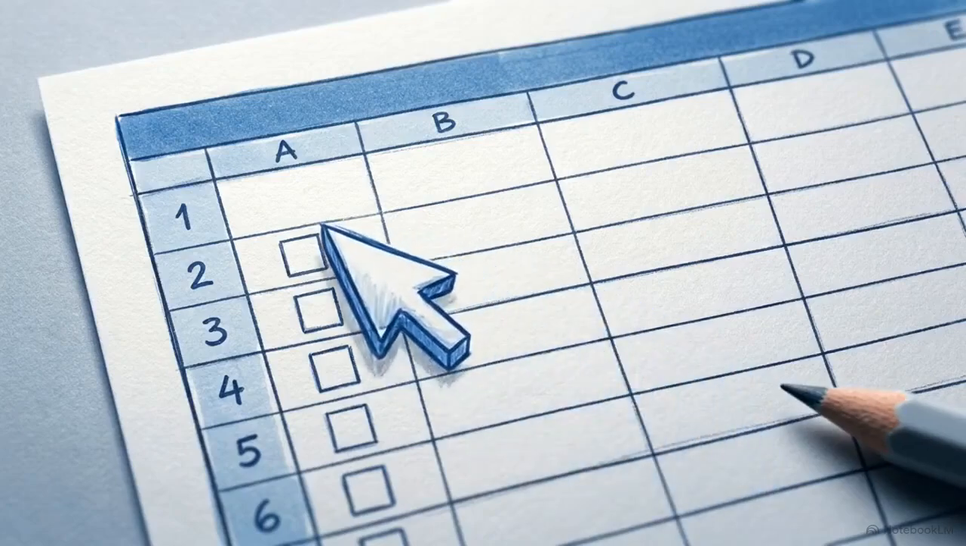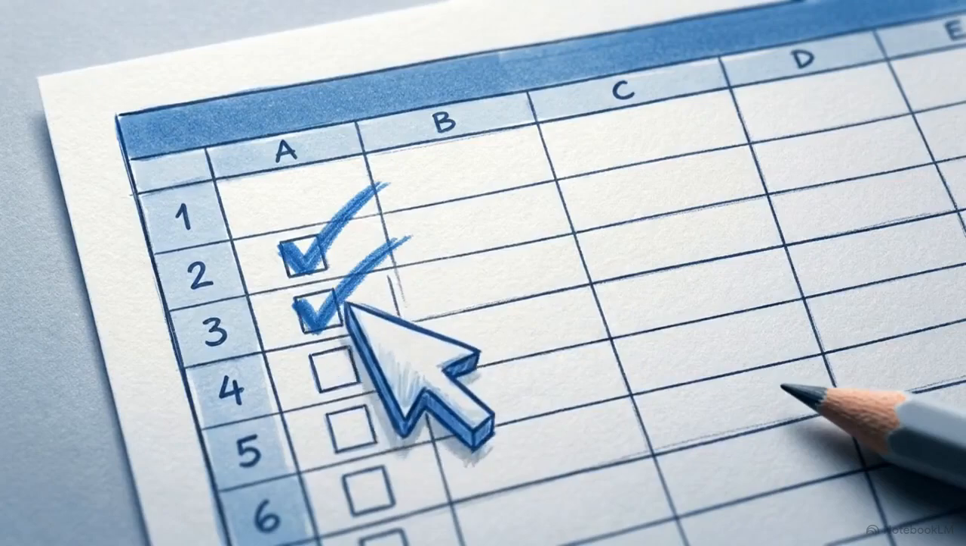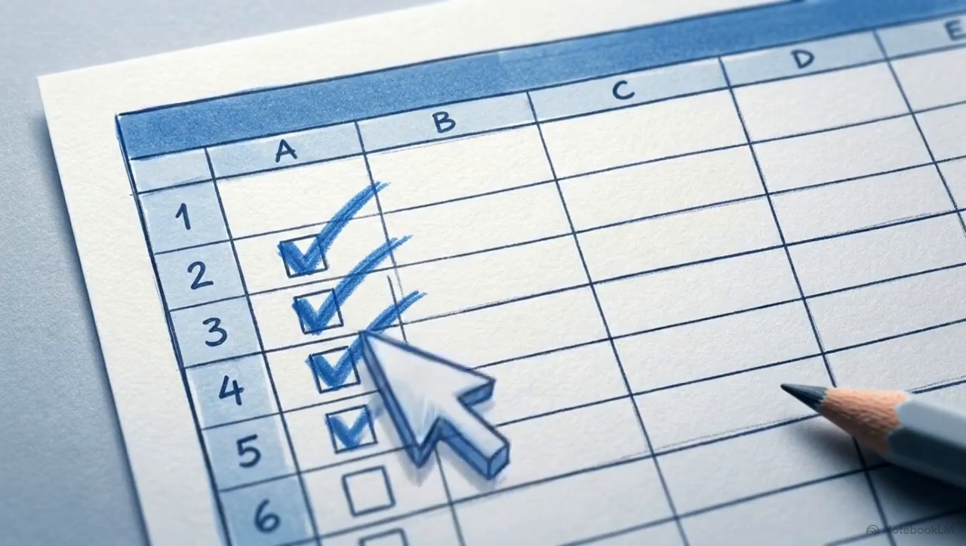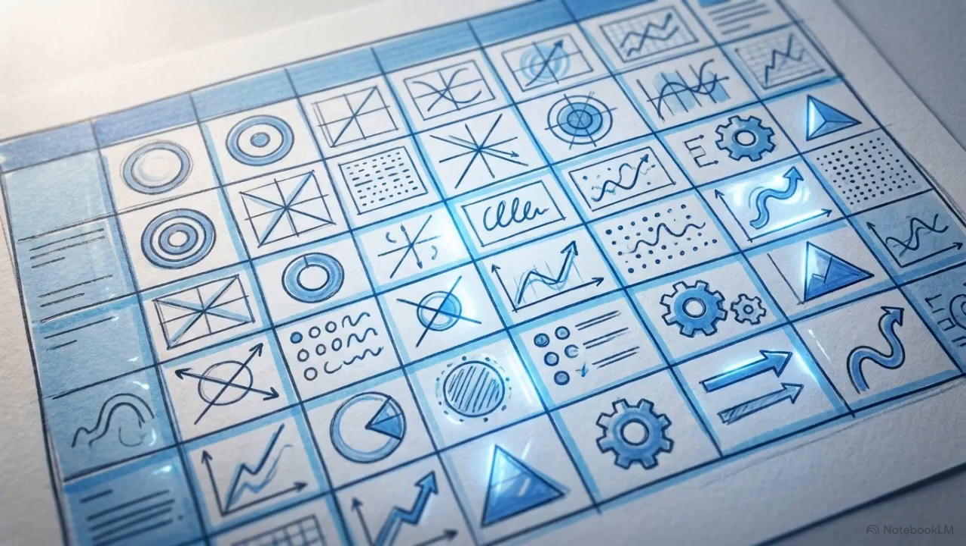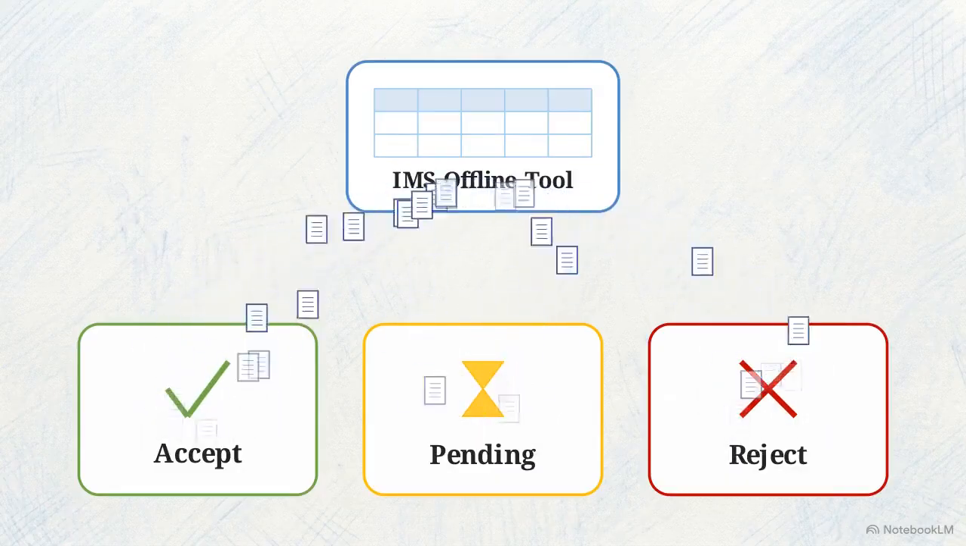If you've spent any time working on the GST portal, you know the absolute nightmare of clicking through hundreds of individual invoices one by one. The Invoice Management System, or IMS, offline tool changes that workflow. It lets you accept, reject, or hold hundreds of invoices pending with a single click.